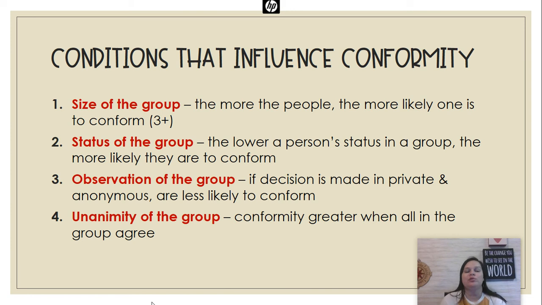The size of the group. The more people, the more likely one is to conform, especially when you start getting more than three people. The status of the group. The lower your status within the group, the more likely you are to conform. Observation of the group. If your decision is made in private and anonymous, you're less likely to conform. But if you have to respond verbally and out loud, then you more likely want to blend with the group.